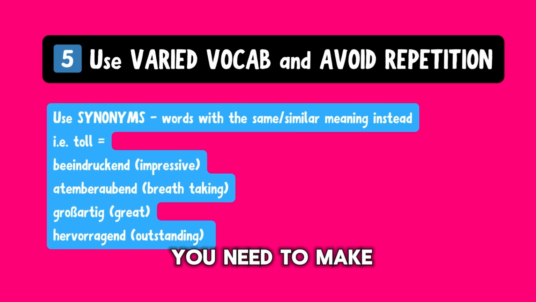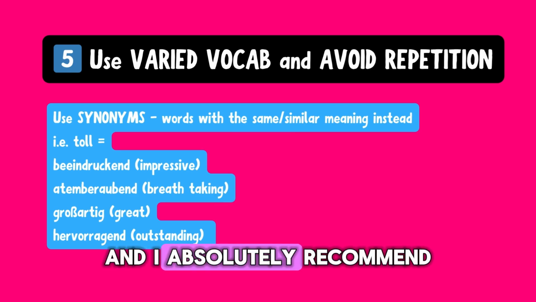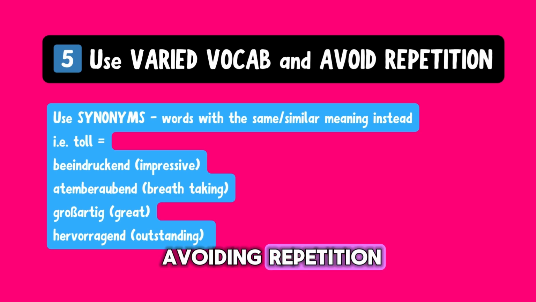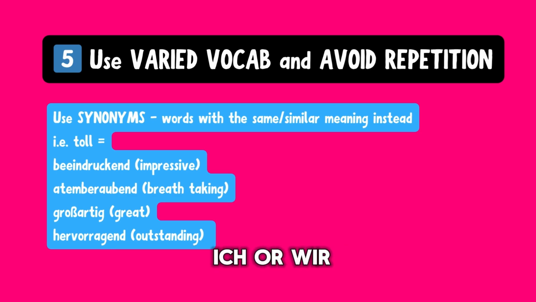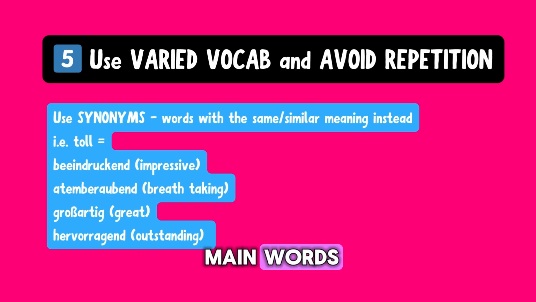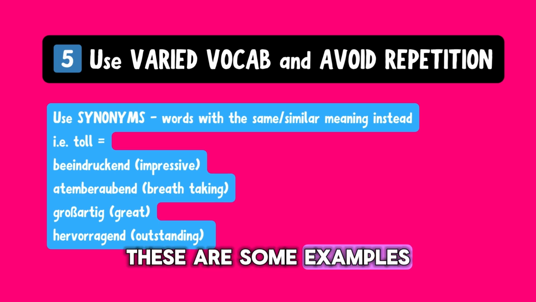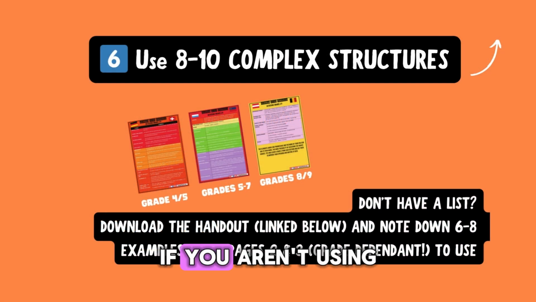For the top marks, you need to make sure that you have got lots of variety in your vocab, and I absolutely recommend avoiding repetition. Obviously, you can repeat ich or wir, but don't repeat main words. Use synonyms, so words that have the same or similar meaning. These are some examples.